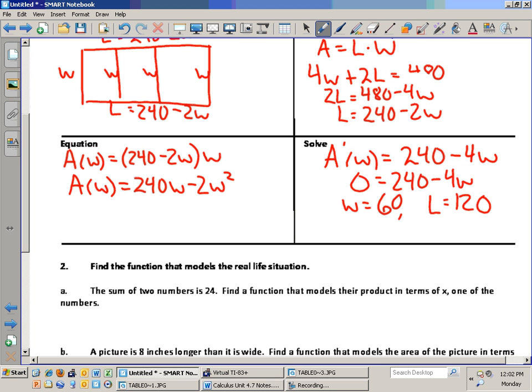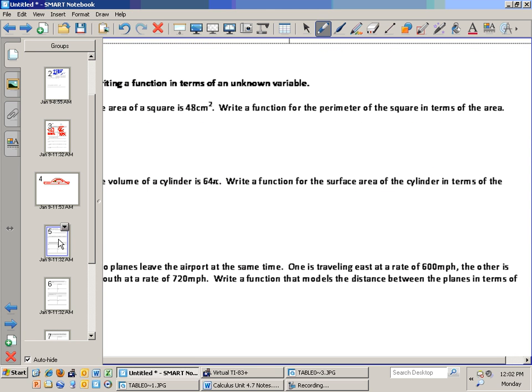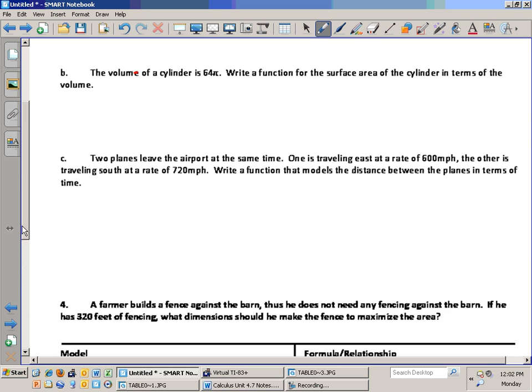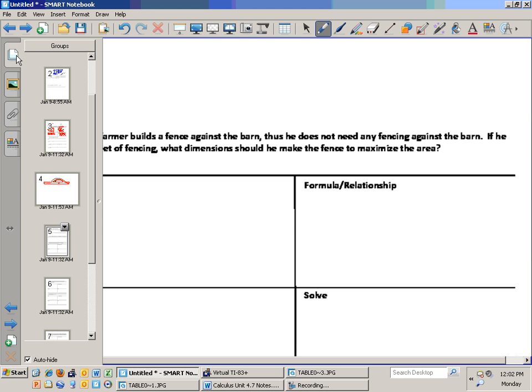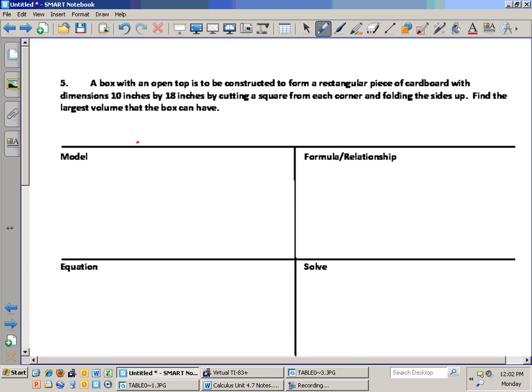Now, that may not be as impressive of a problem because you say, well, we know something about quadratics. We could have found the vertex very easily using quadratics. Well, what if we don't know how to find the vertex? What if we have a problem that doesn't have a vertex? Let's look at example number 5.